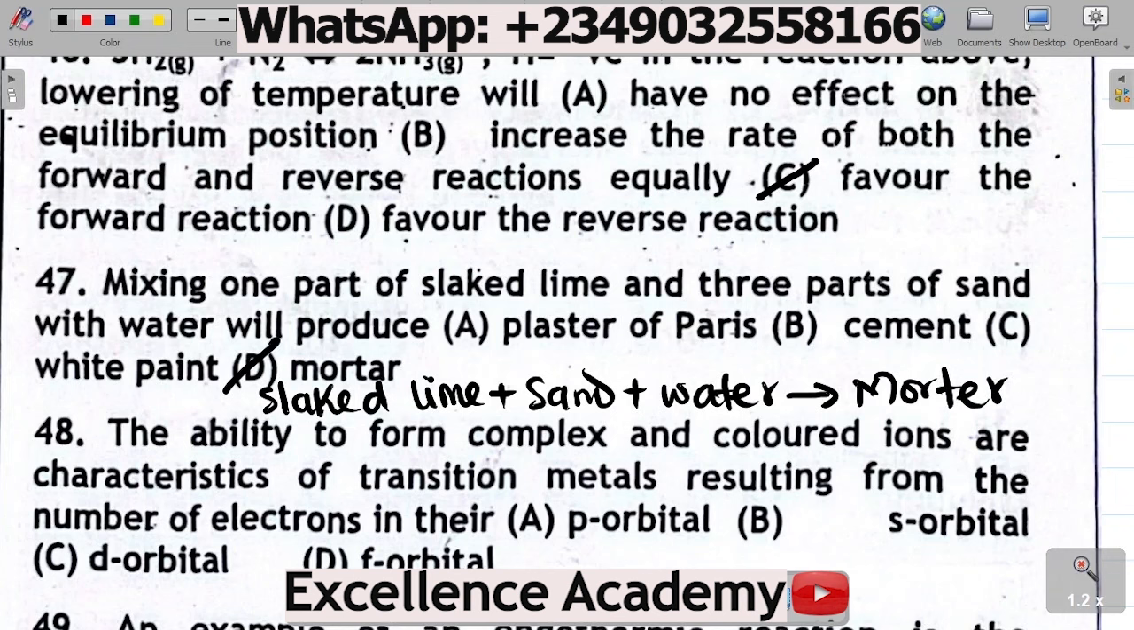Now you want to know that cement looks like a possible option, but cement is manufactured and not mixed directly. In this question 47, they said when you mix 1 part of this, the most correct option would be mortar. That's the most correct option and not cement.